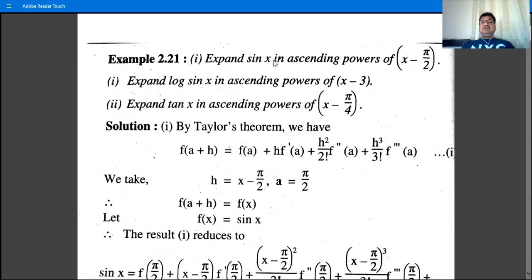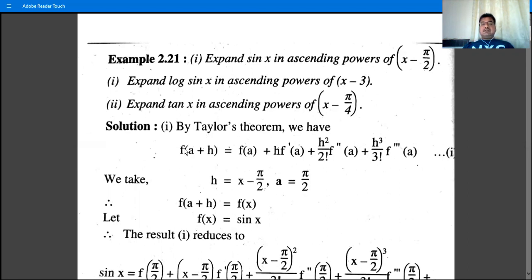So if the question is expand sin x in ascending power of x, or just expand sin x by using Maclaurin's theorem or Taylor's theorem, then use Maclaurin's theorem, the expansion of sin x. In order to obtain the expansion of sin x, use the Maclaurin's theorem. But here it is the expansion of sin x in the ascending power of x minus pi by 2. It is not in the ascending power of x. It is in the ascending power of x minus pi by 2. So in order to solve such a type of examples, use Taylor's theorem.